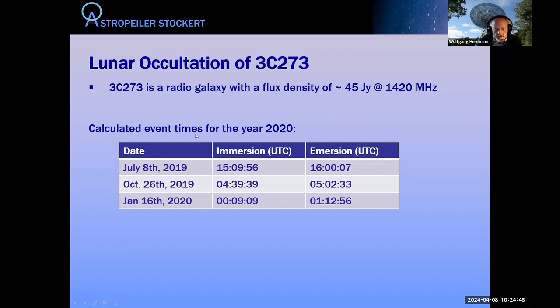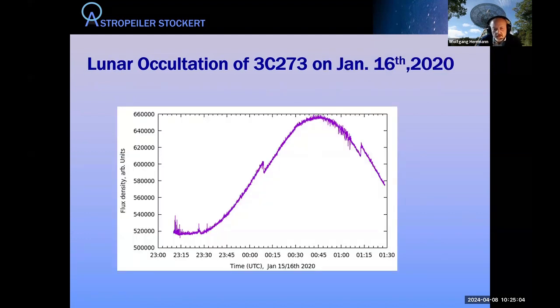Again, this was back in 2020, in July, October, and in January. So we had three events, which we in principle were able to observe. So that's what we did. And this is the curve which essentially is the best that we have. So I've picked that one from January 16th. And what we see, and you're already familiar with that, is that you have the approaching moon.